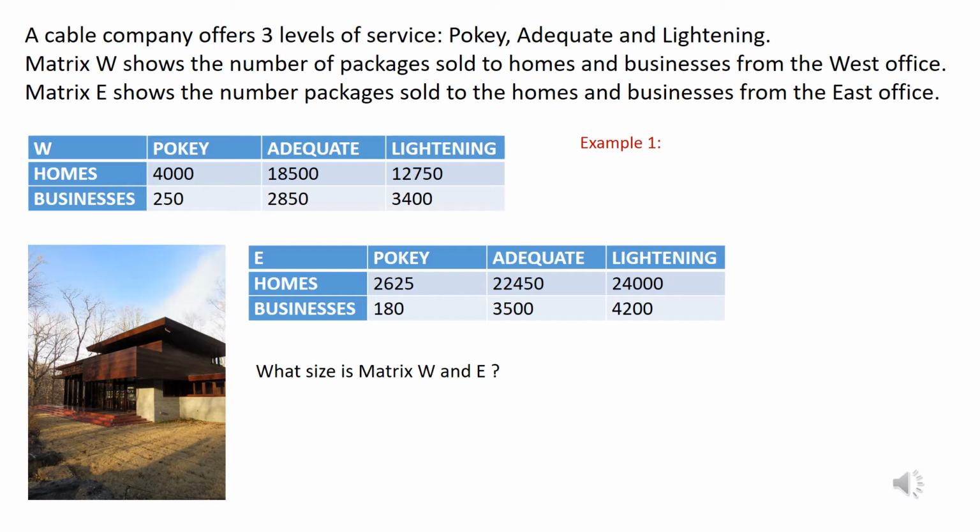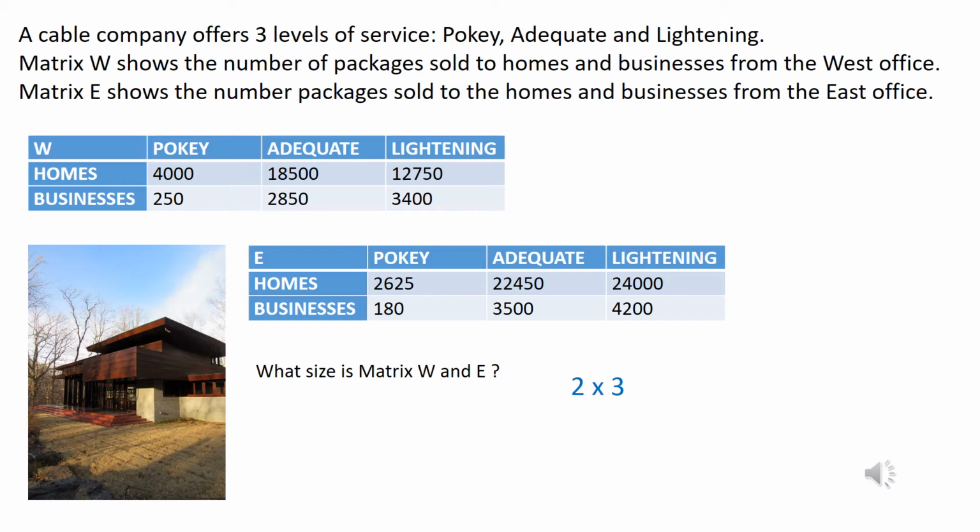What is the size of both matrix W and matrix E? Well, each of these matrices have 2 rows and 3 columns, and so the size is the number of rows by the number of columns. So we say that the size is 2 by 3.